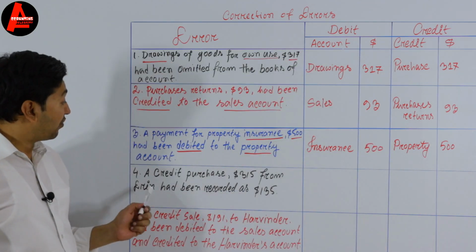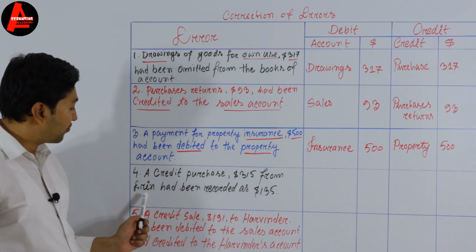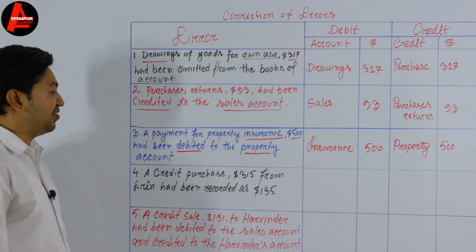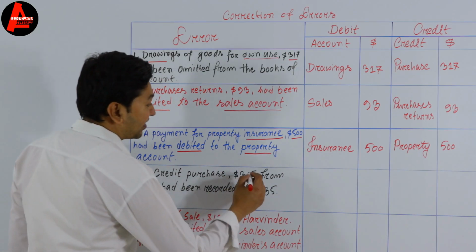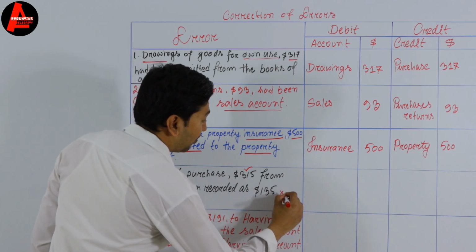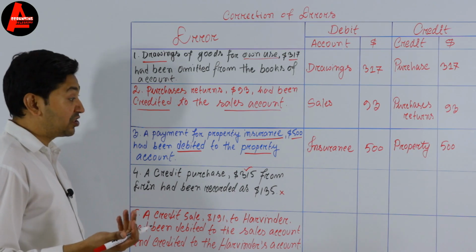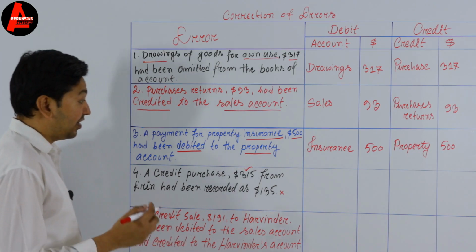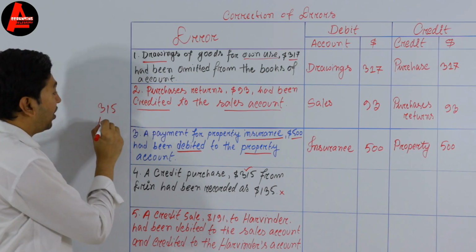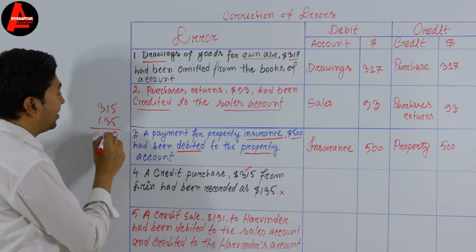Okay. Number 4, here what is written? A credit purchase of $315 from Erin had been recorded as 135. Look at the mistake. So here the correct amount is 315. Mistakenly it is written 135. Okay, now what to do? Now we have to check how much had been recorded less. The correct amount is here 315 and mistakenly written 135. Okay, so if we subtract, we get here $80.